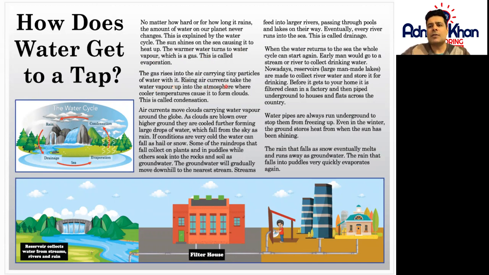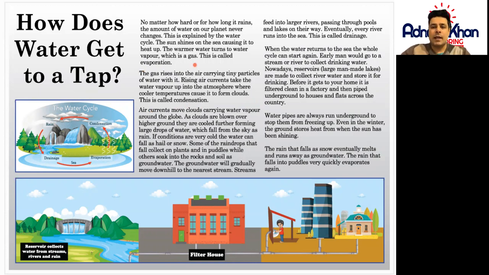Rising air currents take the water vapor up into the atmosphere where cooler temperatures cause it to form clouds. This is called condensation. So the two key words here that we need to look at, first of all, are evaporation and secondly, condensation. So let's go through evaporation again very clearly.